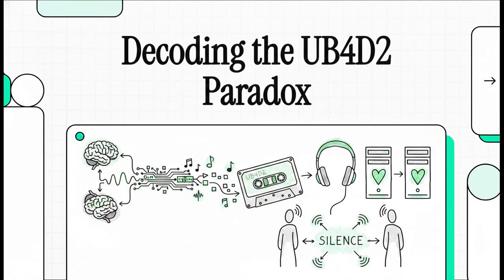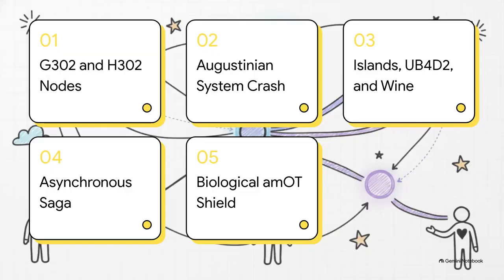It's just a brilliant way to visualize emotion as code, and we're going to break the whole thing down for you piece by piece. So here's our roadmap. First, we'll look at the G302 and H302 nodes. Second, the Augustinian system crash. Third, islands, UB42, and wine. Fourth, the asynchronous saga solution. And finally, the biological MRT shield.